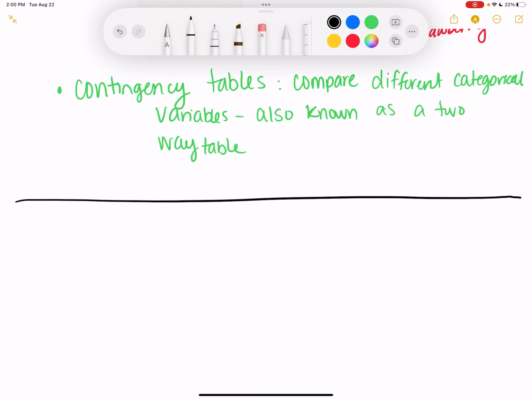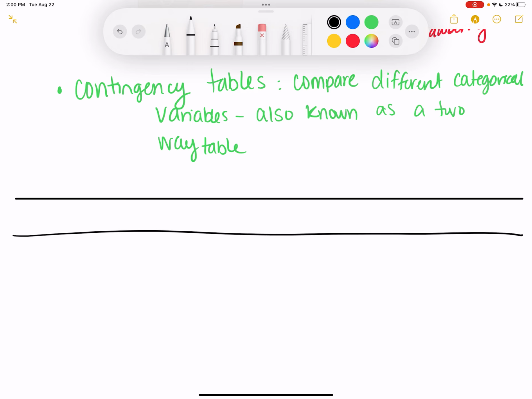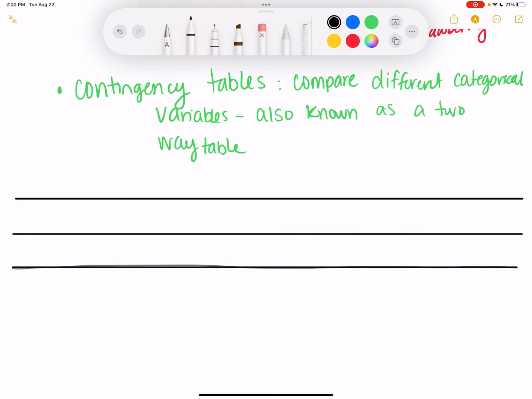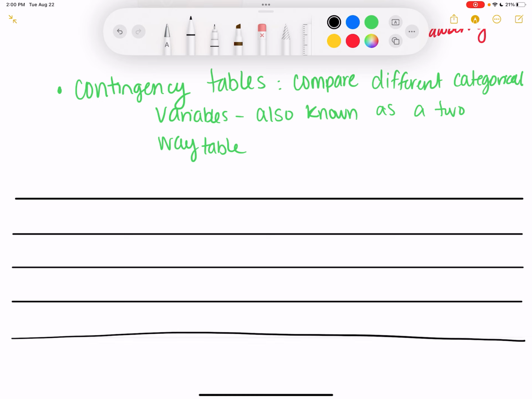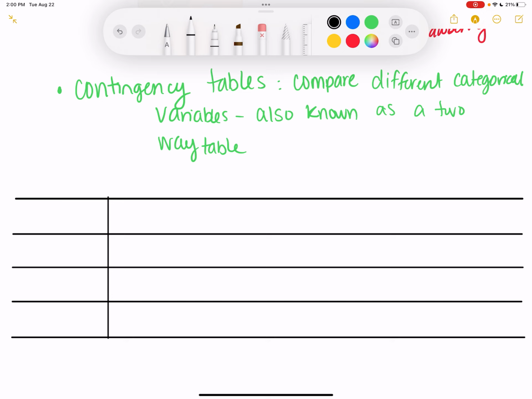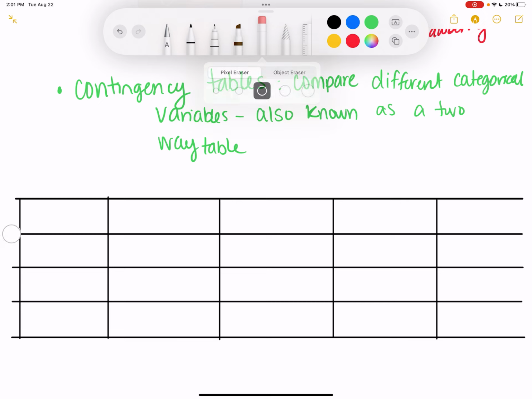It's just numbers. Other than the outer one and the top, it's just numbers. Are you okay? I went off the line. Oh no, it was too big.